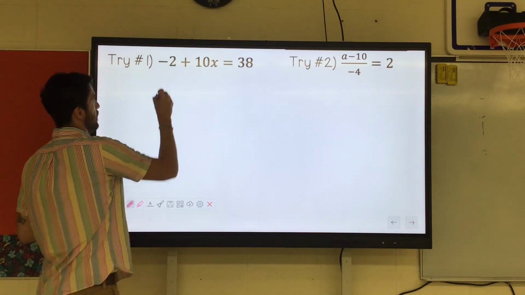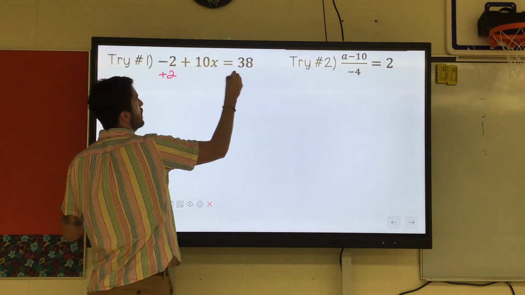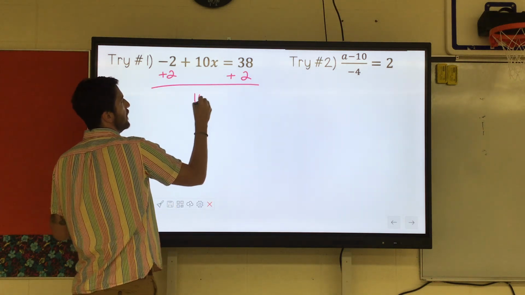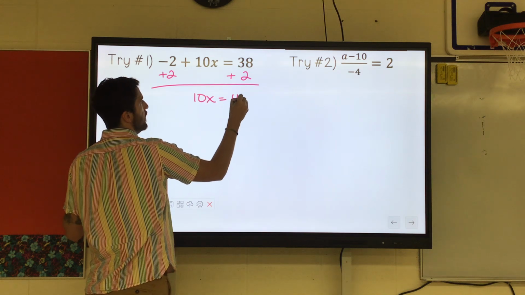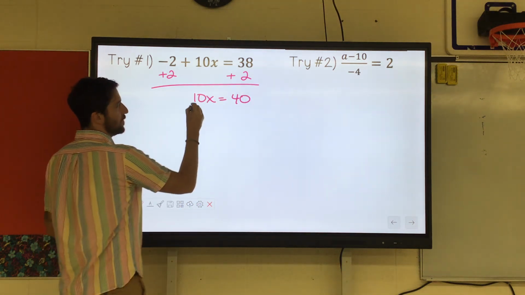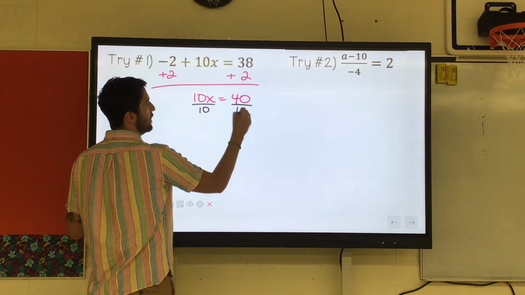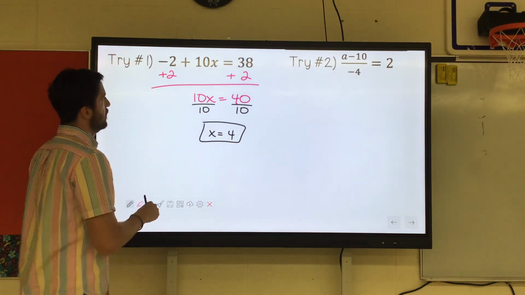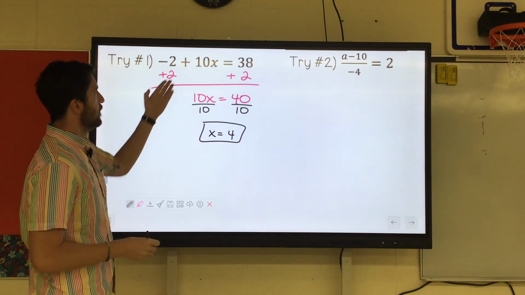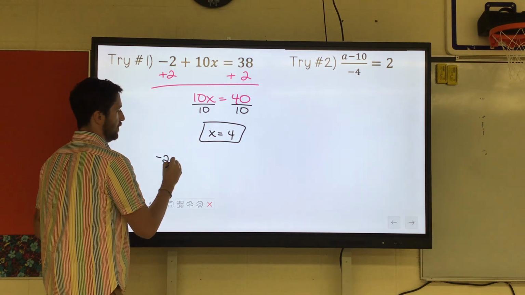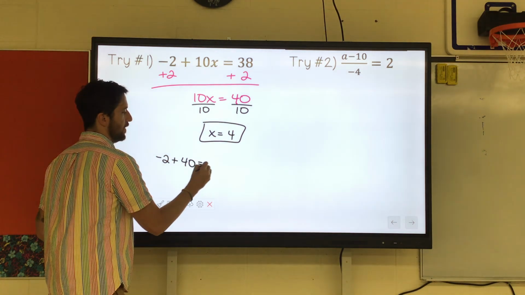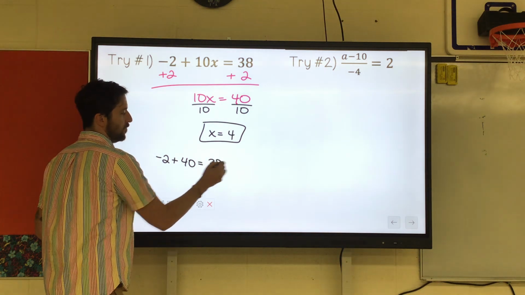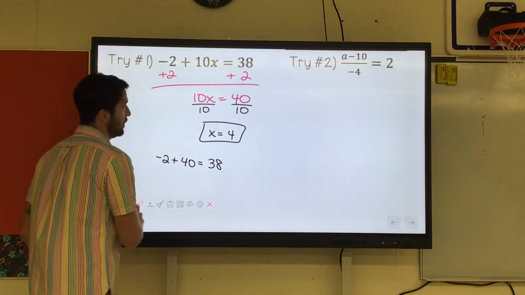Let's see. So here we're going to add 2. 10x equals 40. 10 times x, so we're going to divide by 10. x equals 4. You could substitute that in. Negative 2 plus 10 times 4 is 40. And negative 2 plus 40 is 38, so that's good.